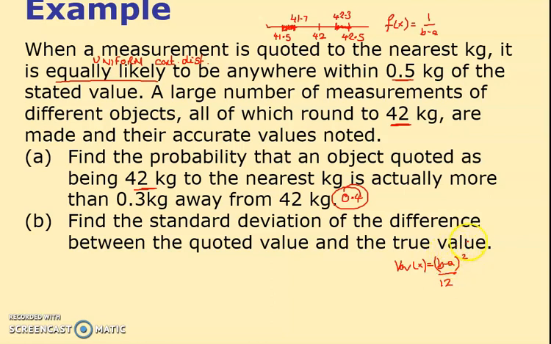Find the standard deviation of the difference between the quoted value and the true value. I'm just trying to get my head around it. Now, of course, what we're doing then is finding the variance. They quoted 42, but the true value, I suppose, is the x. So this is the variance actually we want to find.